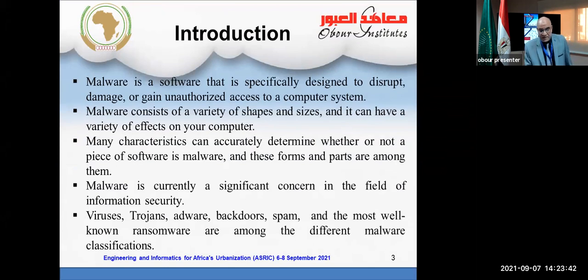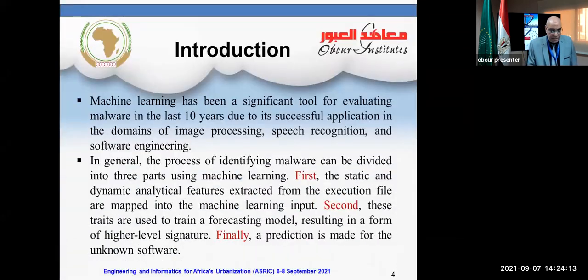Malware is software that is specifically designed to spread, damage, or gain unauthorized access to a computer system. Malware consists of a variety of shapes and sizes, and it can have a variety of effects on your computer. Many characteristics can accurately determine whether or not a piece of software is malware. Malware is currently a significant concern in the field of information security: virus, Trojan, adware, backdoor, spam, and others.